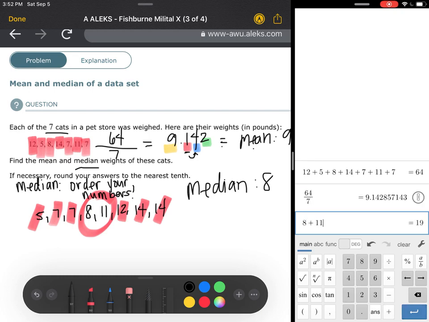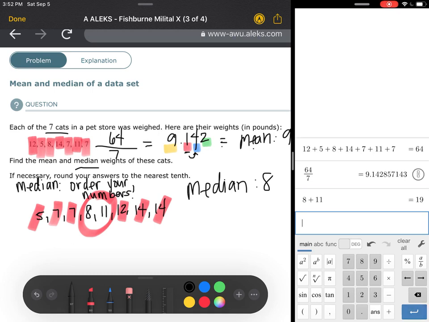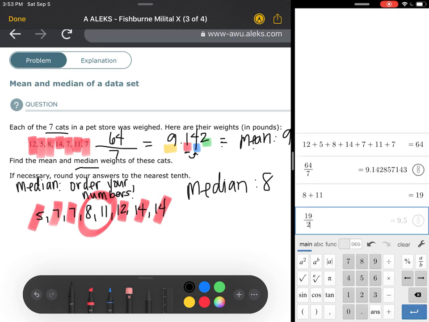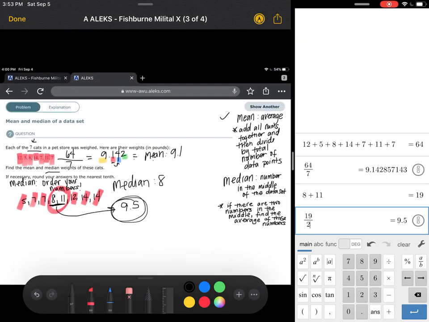So that gives me 8 plus 11 is 19. And then I say 19 divided by 2, because that's finding the average of those 2 things. And that gives me 9.5. Okay, so whenever there's 2, you find the average of those 2 things, and that'll be your median. But that's only if there's an even number of data points, okay? When there's no middle, you just find the average of what those 2 are, okay?